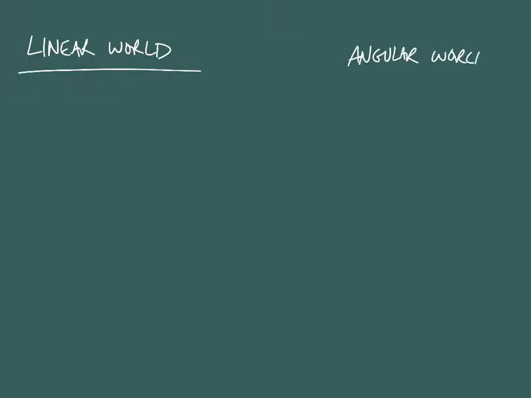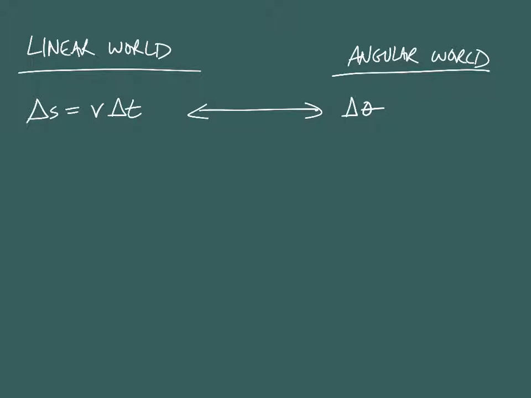So we have the linear world. Since we've been talking about linear to angular, and you'll find this in pretty much every physics textbook in the galaxy. So in the linear world, if I had something like delta S equals V delta T, over in the angular world, I would have, instead of linear displacement, angular displacement. And instead of linear speed, I'd have angular speed, but I'd still have time.